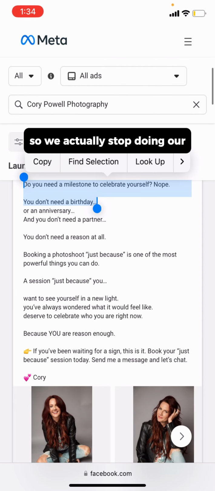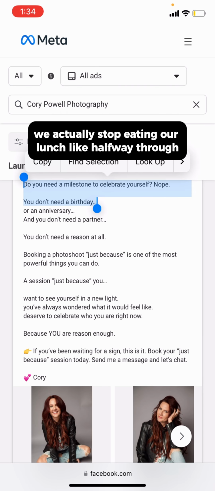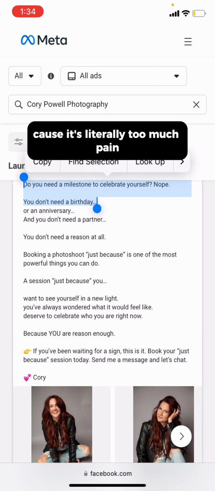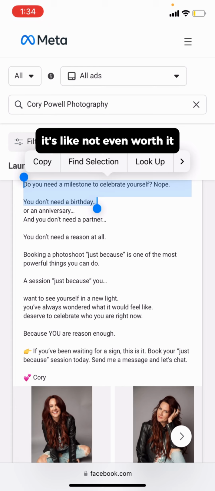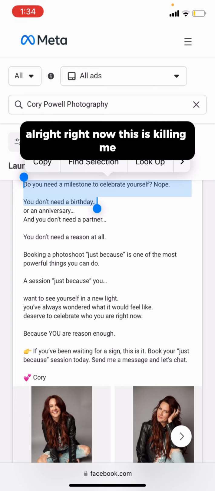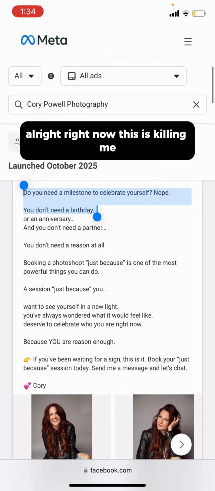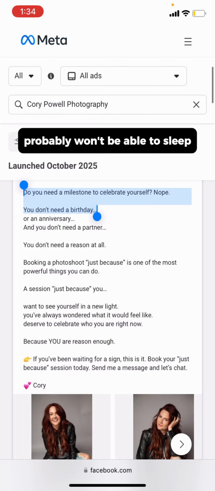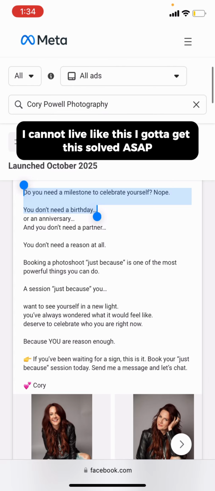So we actually stop eating our lunch like halfway through because it's literally too much pain. It's like not even worth it. We're thinking, all right, now this is killing me. I can't focus. I can't eat. Probably won't be able to eat dinner. Probably won't be able to sleep. I cannot live like this. I gotta get this solved ASAP.